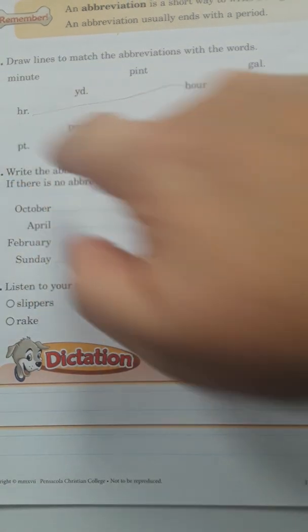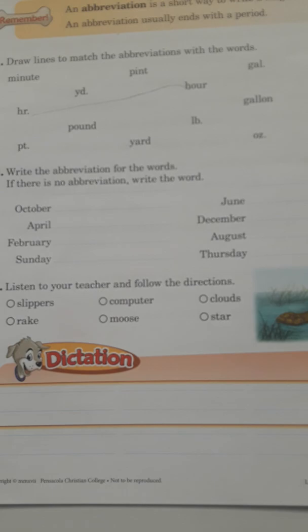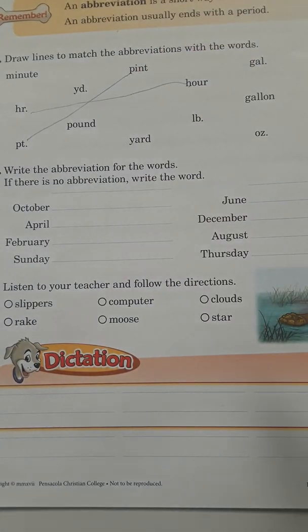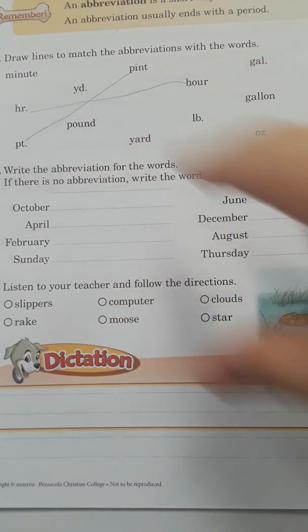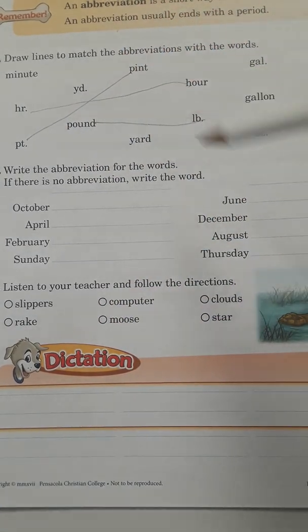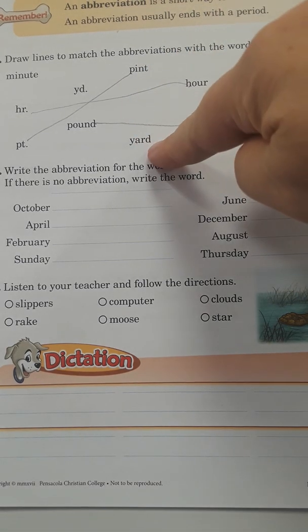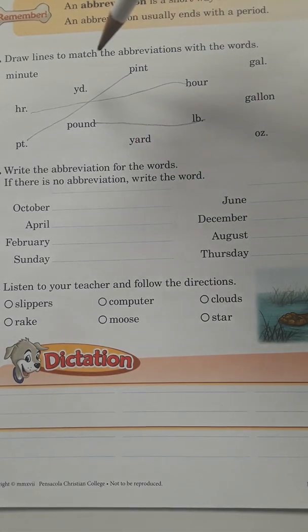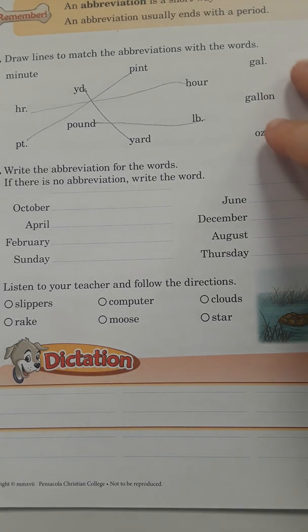What's PT period stand for? Pint. What's the abbreviation for pound? LB. What's the abbreviation for yard? YD. And do the rest of these by yourself.